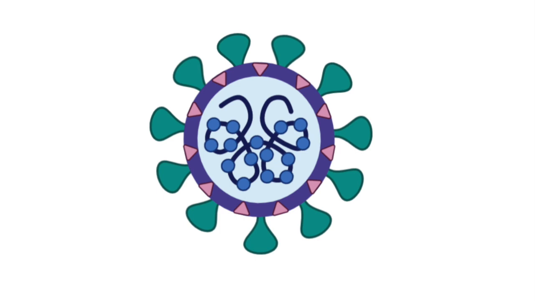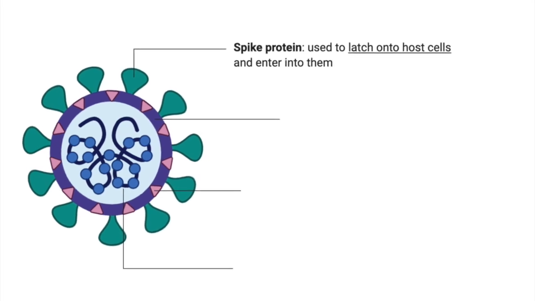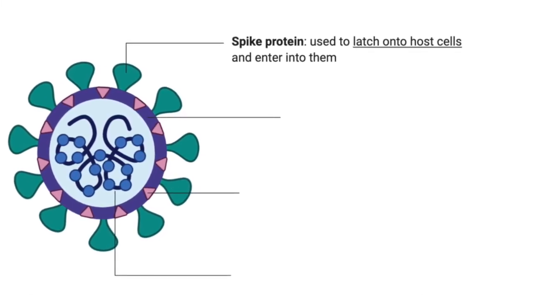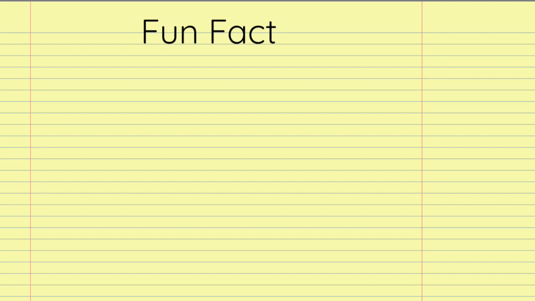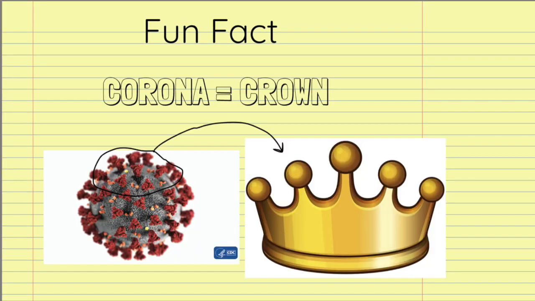Here's a cartoon cross-section of what a viral particle would look like. The spike protein, or S protein, is on the outside of the virus, and it's used to attach the virus onto a cell. Here's a fun fact. Corona in Latin means crown, and the spike proteins on coronaviruses make the virus look like they have a crown, and hence the name coronavirus.